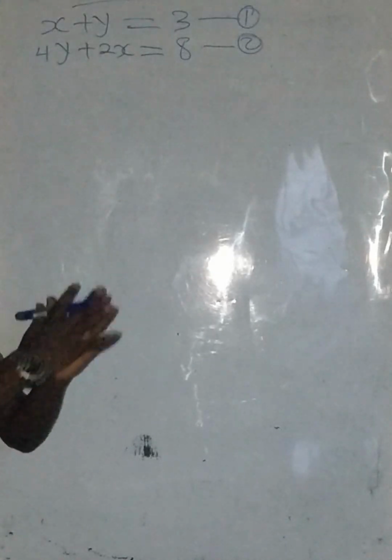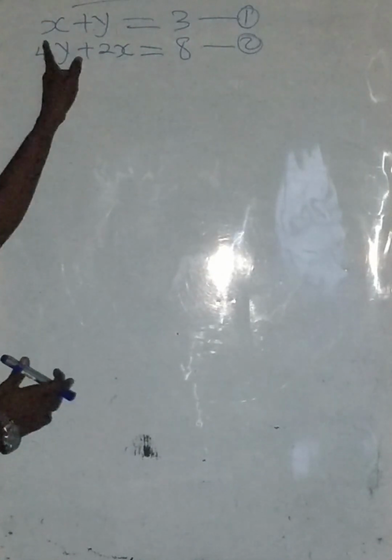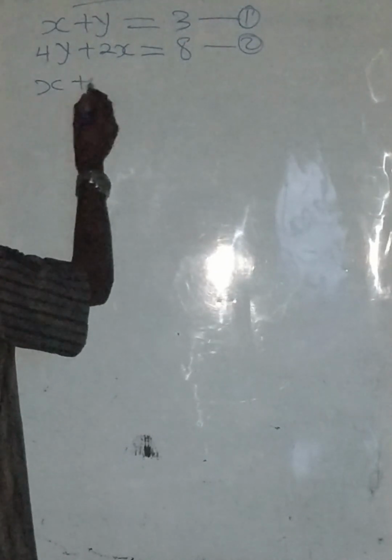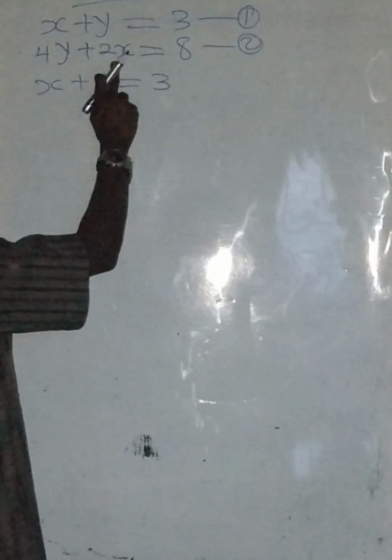Look at the page. Now, whenever you are solving the problem, make sure you put like terms underneath each other. This x should be underneath this other x. So we rearrange: x plus y is equal to 3, and this is the value of x. x should be underneath x.